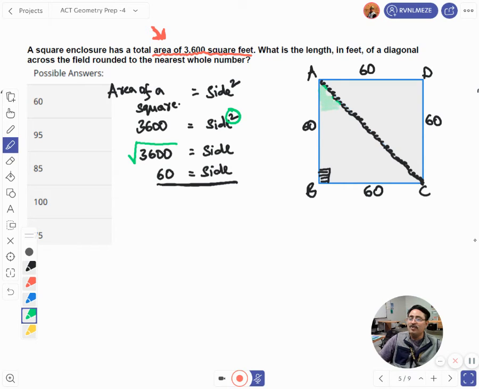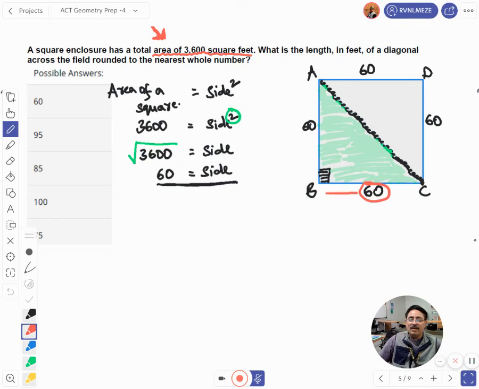Please notice that now this is forming a right angle triangle, right? In this right angle triangle, I know two sides. I know the base value as 60, and I know that the height is 60. If you know two sides, can you figure out what is the third side of the right angle triangle or not?